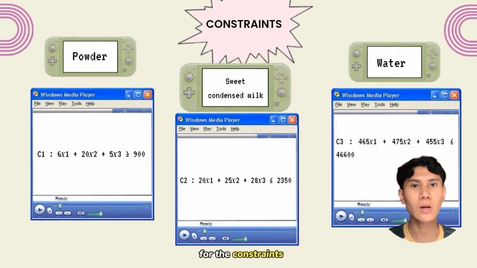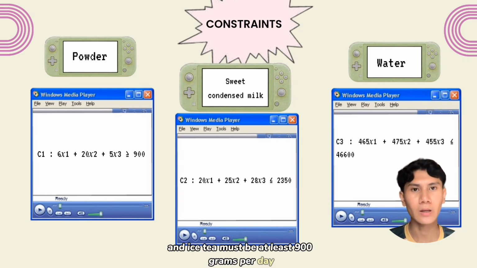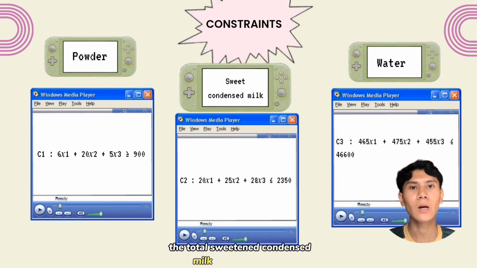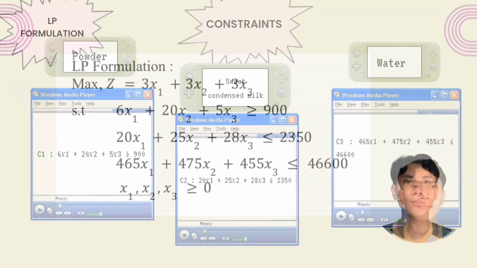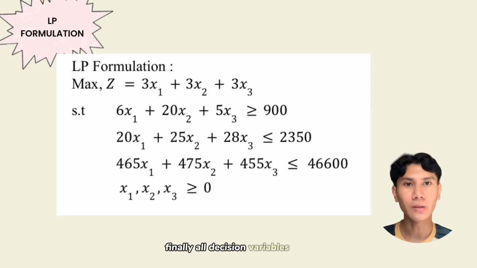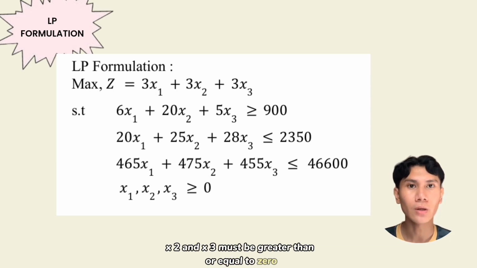For the constraints, the total powder used from green tea, chocolate, and iced tea must be at least 900 grams per day. The total sweetened condensed milk must not exceed 2,350 ml, and the total water used must not exceed 46,600 ml per day. Finally, all decision variables must be non-negative, which means x1, x2, and x3 must be greater than or equal to 0, because we cannot produce a negative number of drinks.